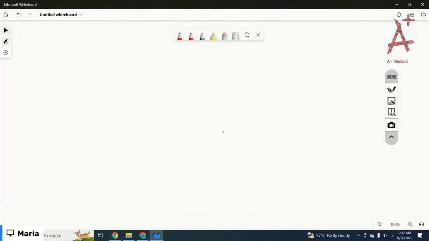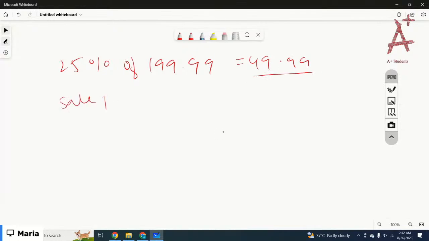Let's just calculate 25% of 199.99, right? Let me just use calculator. It is 0.25 times 199.99, that is 49.99. Basically, the sale price is then 199.99 minus 49.99. That would be, I think, 150, right?